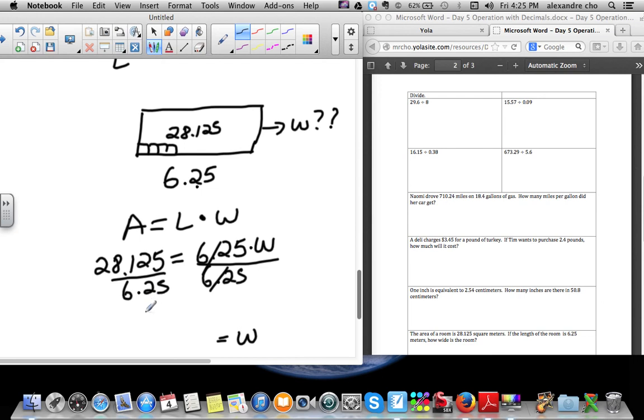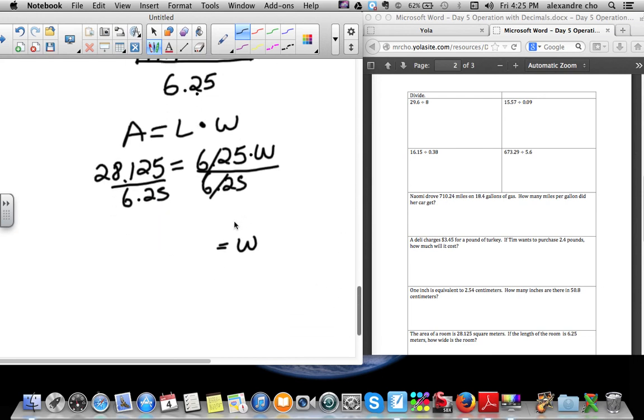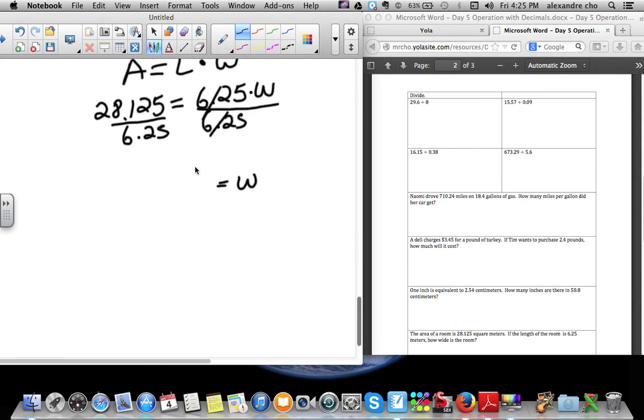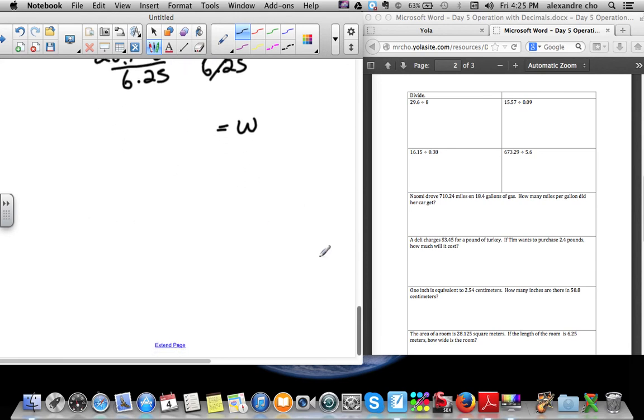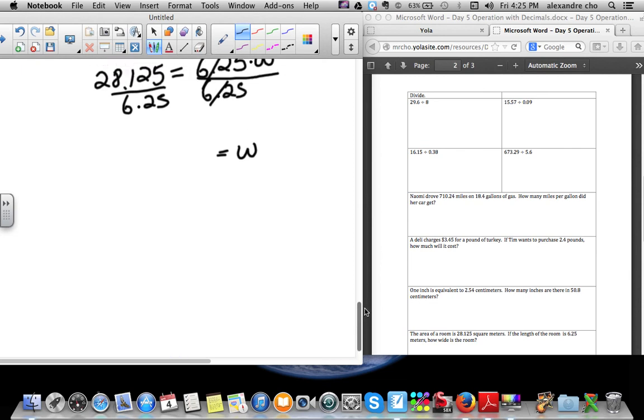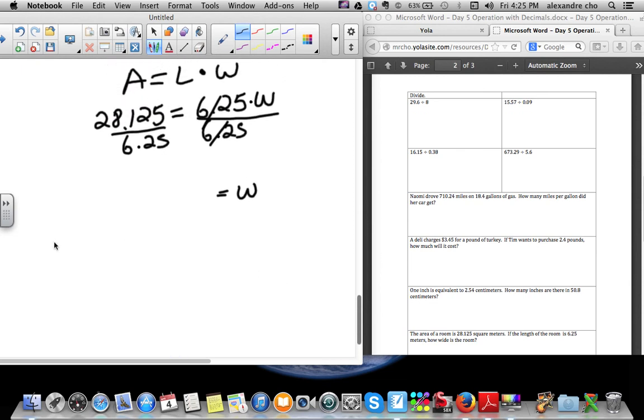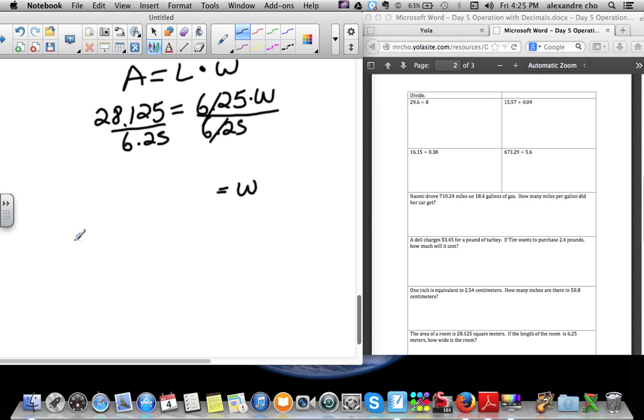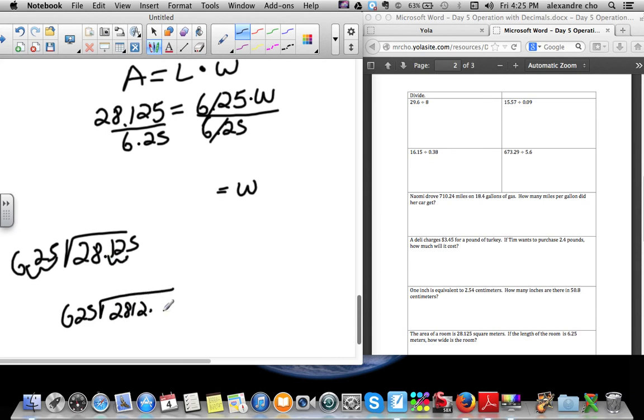It's 4 point something. So I'll actually do the division here at the bottom. Everybody else, give me a second. So you actually have to do the calculations here. 28.125 divided by 6.25. We're going to move the decimal 2 spaces to the right, and it becomes 625. And you move the decimal here 2 spaces to the right, and it becomes 2812.5.